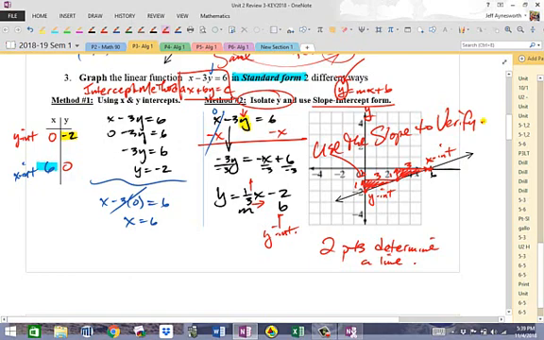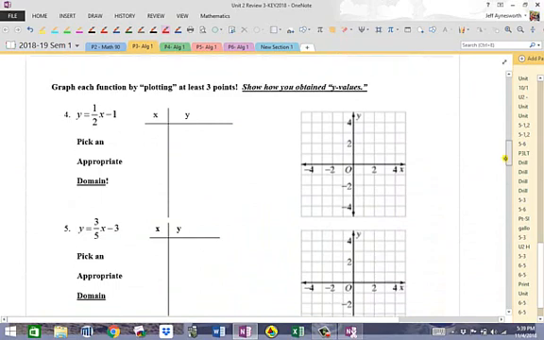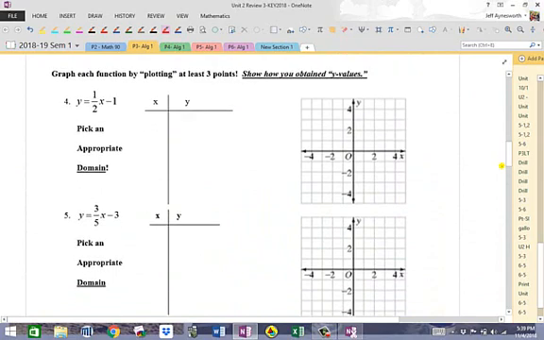Okay, so one method verifies the other. So if I ask you this on the test, no big deal. You try one method and you verify with the other one, and then you know you're right. Now if I say graph by plotting at least 3 points, then you've got to pick an appropriate domain. Now you can pick any domain you want.